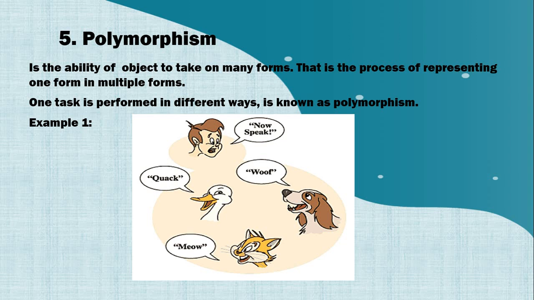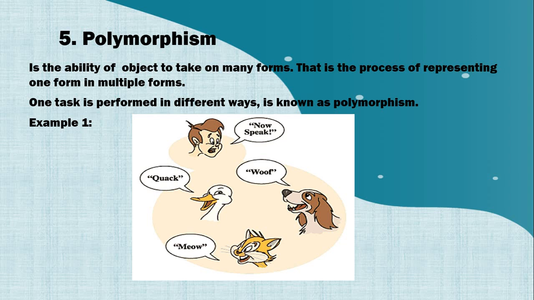Now consider an example. In the picture I am showing, the task is speaking. When the task needs to be performed by different objects, the same task is performed in multiple ways, like quack by the duck, meow by the cat, woof by the dog, and the person will speak normally. So one task is performed in multiple ways or more than one form.